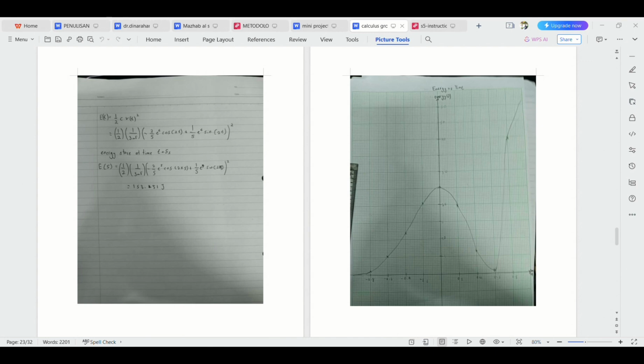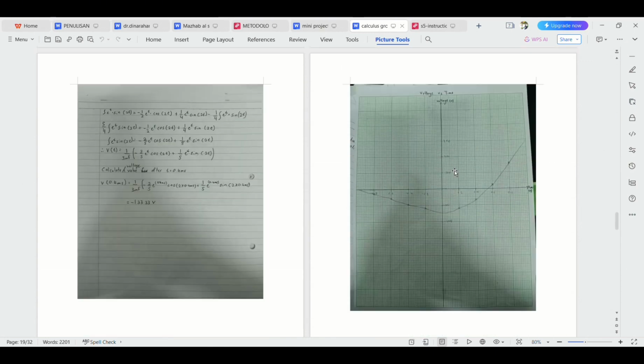Also this graph, the voltage versus time graph, is almost the same. This is the reason why I use the range of -1 to 1, so that I can do the manual one more accurately. So that's all from us. Thank you very much.